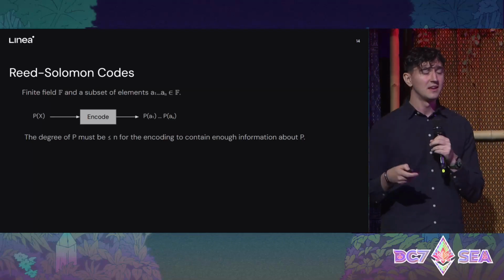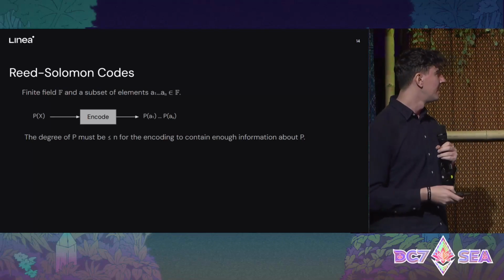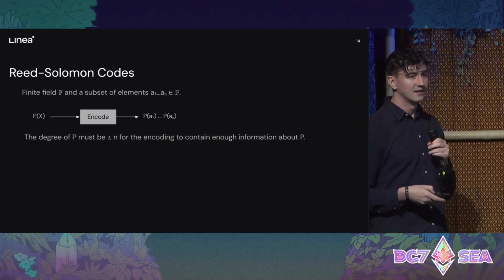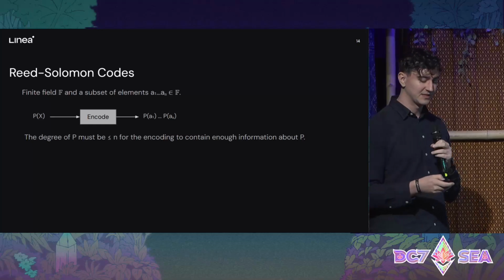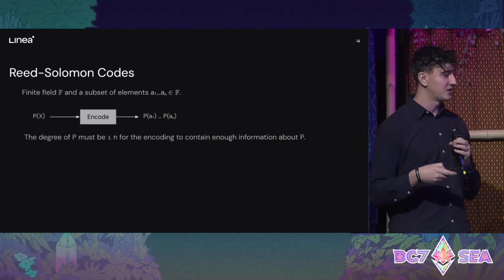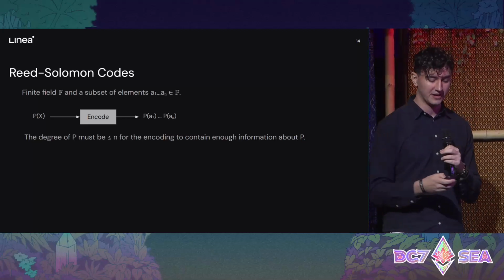And in order for this encoding to actually express information about the polynomial, you want that the degree of P is smaller than or equal to n in order to actually be able to express it uniquely. And in fact, you want this n to be much higher. You want to have redundant information about the polynomial in order to error correct.